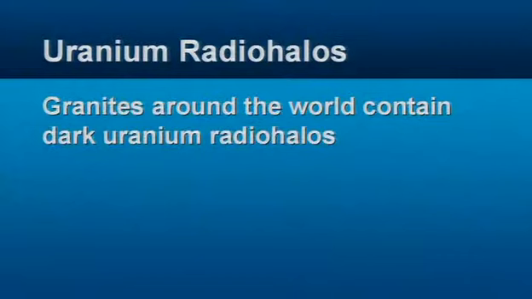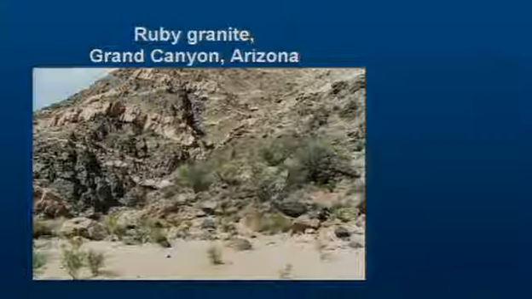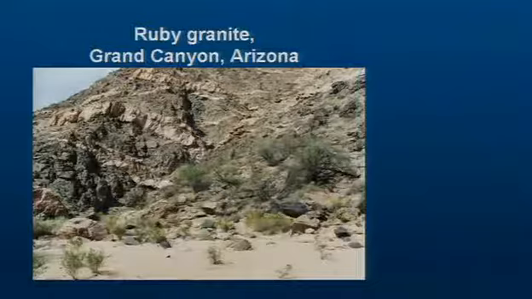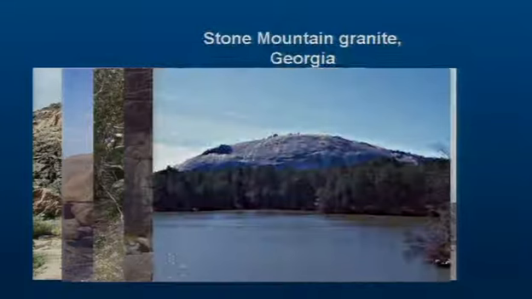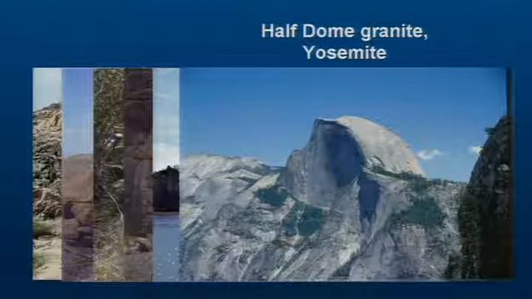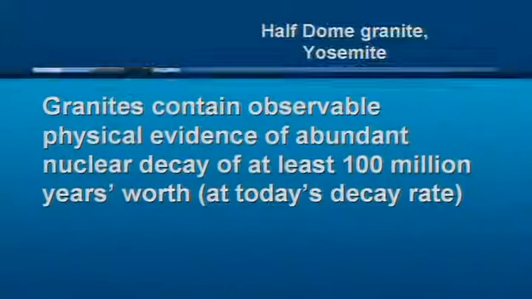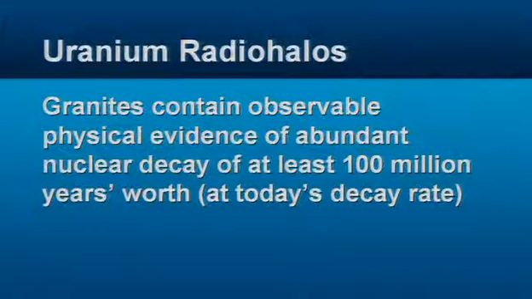And we have found in this research that granites around the world contain these dark uranium radio halos. As I said on Tuesday night, I've had samples now from five continents. And whether it's in the Grand Canyon, or in southern Australia, or southeastern Australia, in England, or here in the United States, we find these dark uranium radiohalos. So, around the world, we find granites that contain observable physical evidence of abundant nuclear decay.